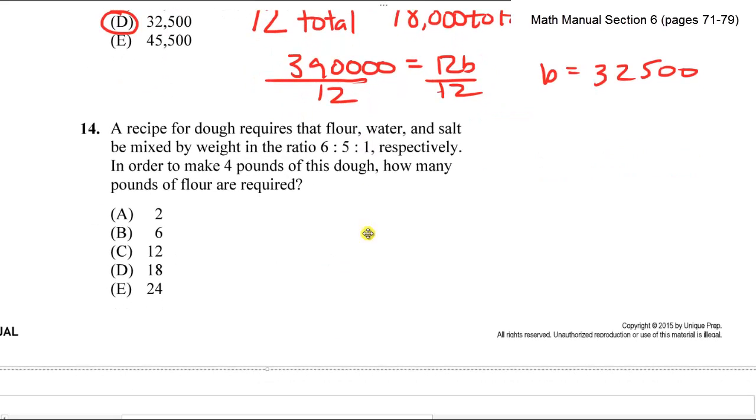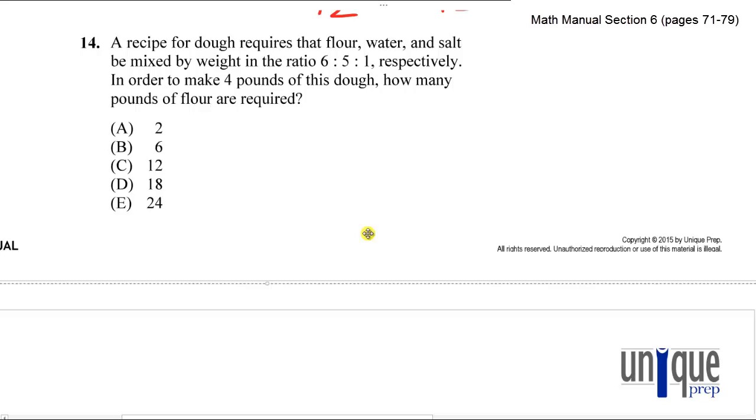On number 14, we've got a recipe for dough that requires flour, water, and salt mixed by weight in the ratio 6:5:1 respectively. In order to make 4 pounds of this dough, how many pounds of flour are required? So I do have the makings of a proportion here. I've got some repetition, flour, dough. So here's the way I'm going to do this. I'm going to do it almost exactly the same way as the previous question.